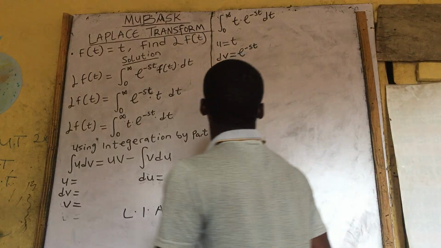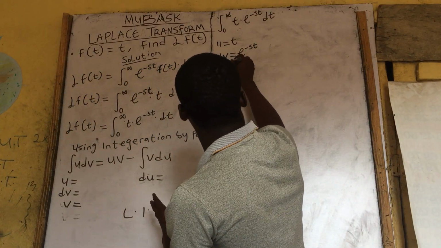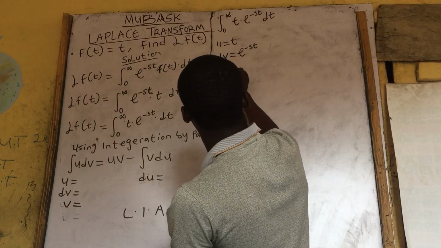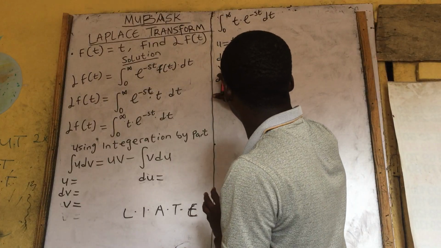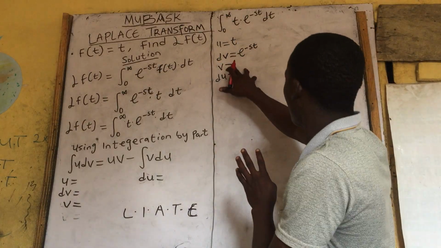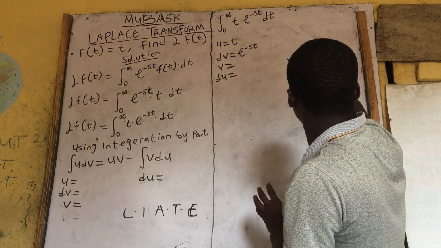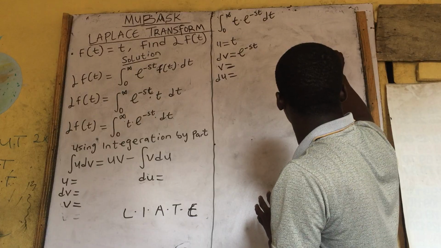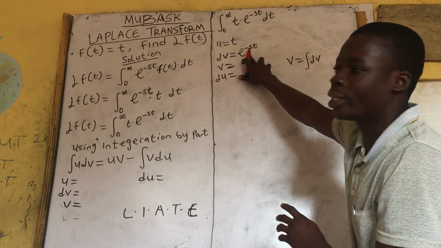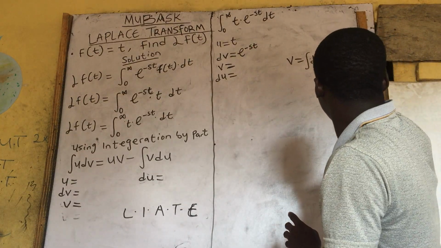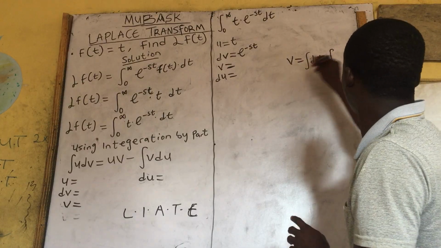So the next step we should find our v, which is unknown, while our du is also unknown. But to find our v, we have to integrate dv. v equal to integral dv. And our dv equal to exponential minus st, so v equals the integral of exponential minus st.